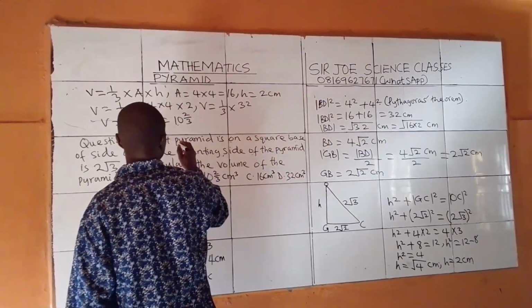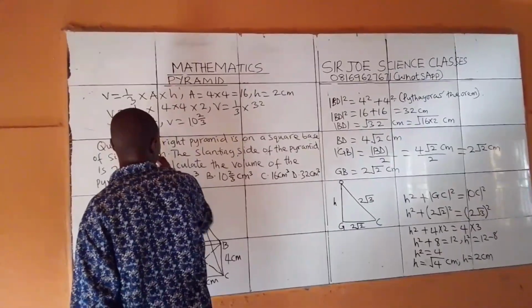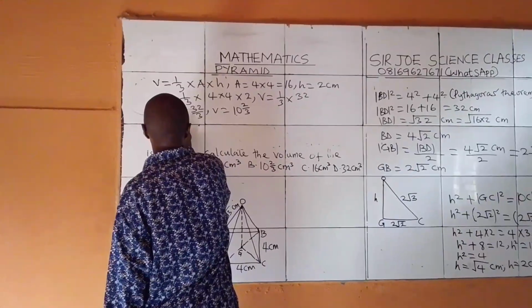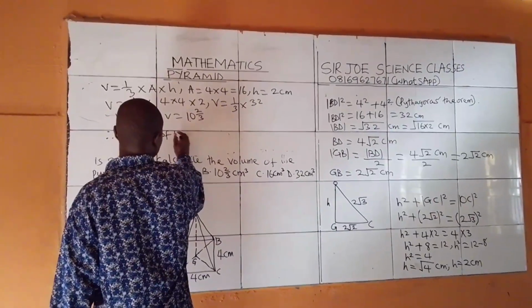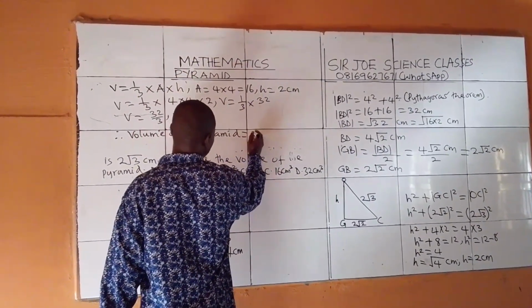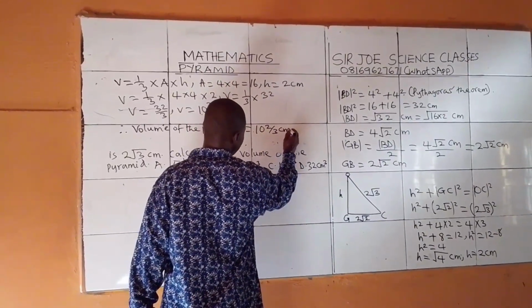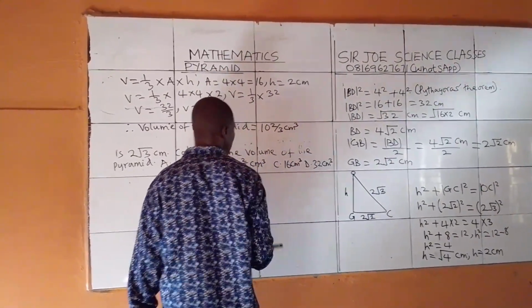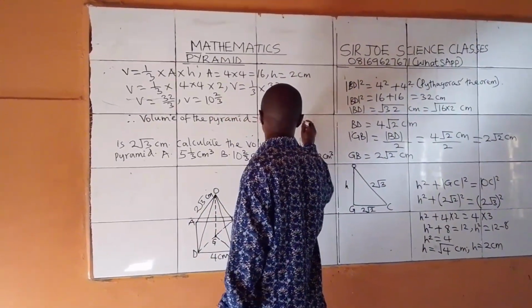So we can now conclude that, therefore, the volume of the pyramid is equals to 10 2/3 centimeter cube, which is option B.